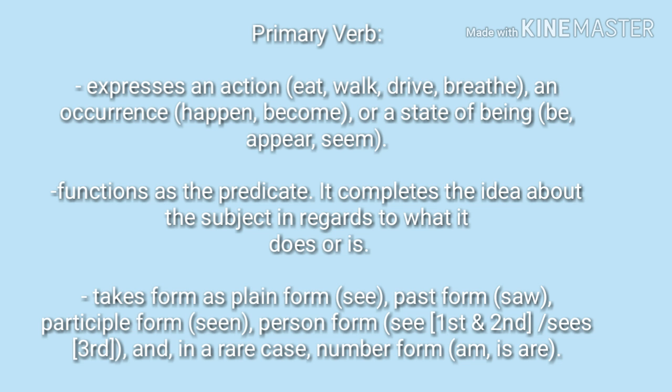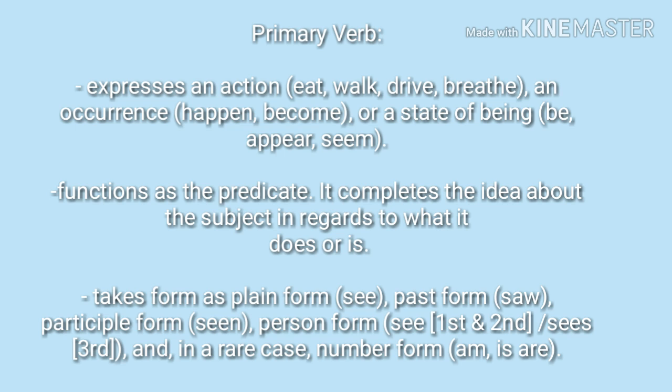Alright, now I will tell you about the detailed description of a primary verb and secondary verb. Now let's start with the primary verb. A primary verb expresses an action like eat, walk, breathe and drive. An occurrence, became and happen, or a state of being, be, appear and seem. Alright, so for example, if we say she likes to eat very much, or she likes to walk, or Raza likes to drive slowly, it expresses the action of a particular person.